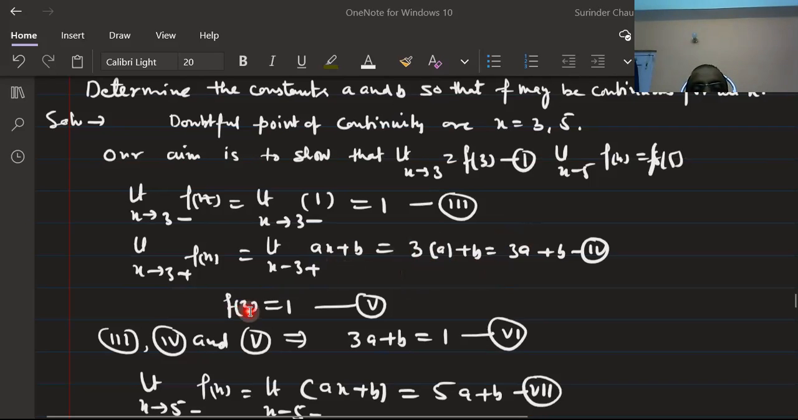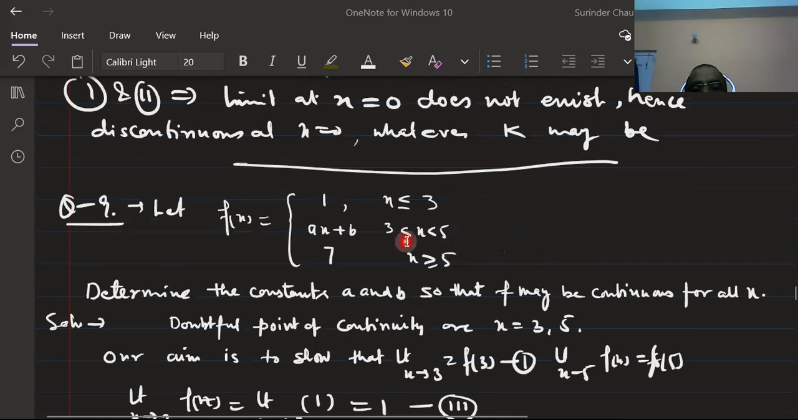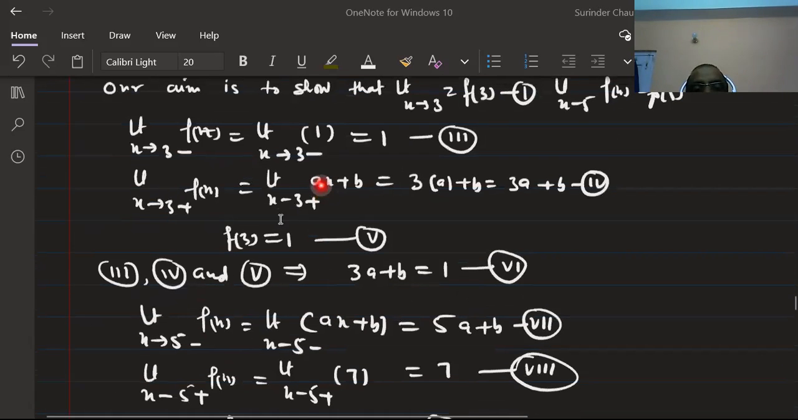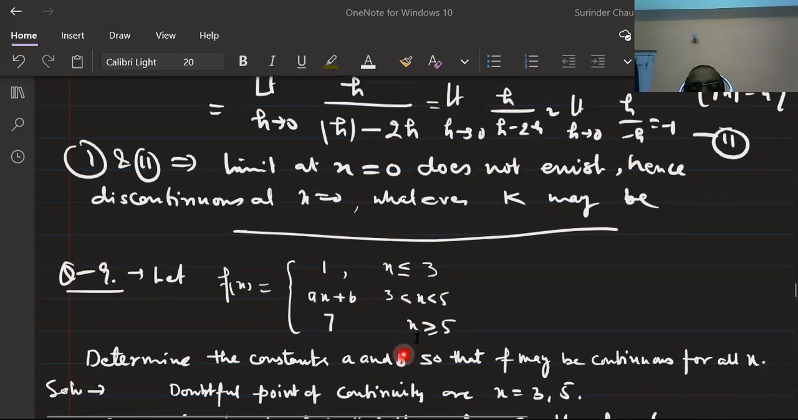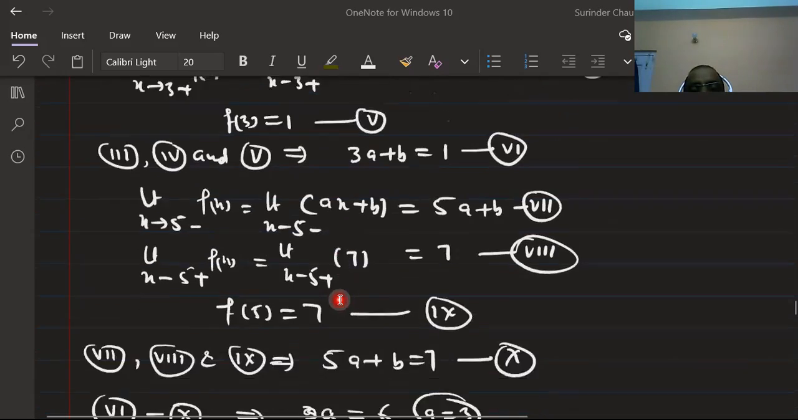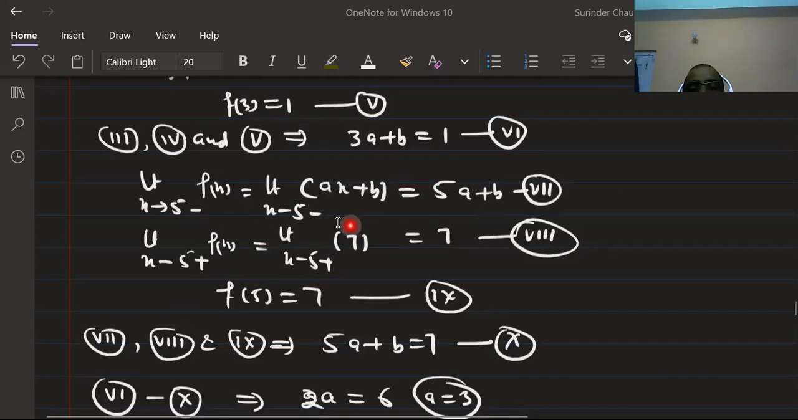Now f(3) is equal to how much? It is equal to 1. f(3) is 1. So similarly, we got an equation: 3a plus b equals 1. Now similarly, the limit as x approaches 5 of f(x) from the negative side is the function ax plus b, so this polynomial function will be 5a plus b.